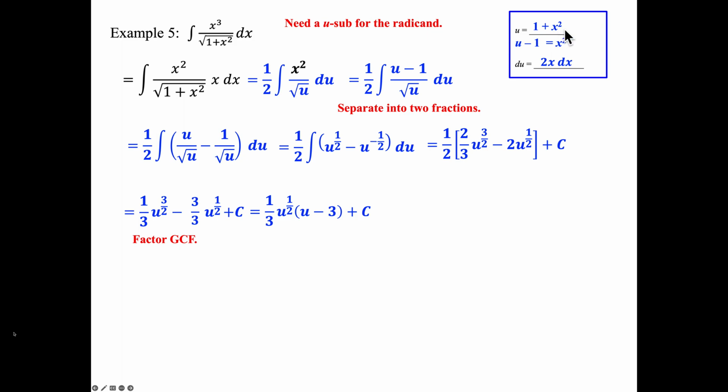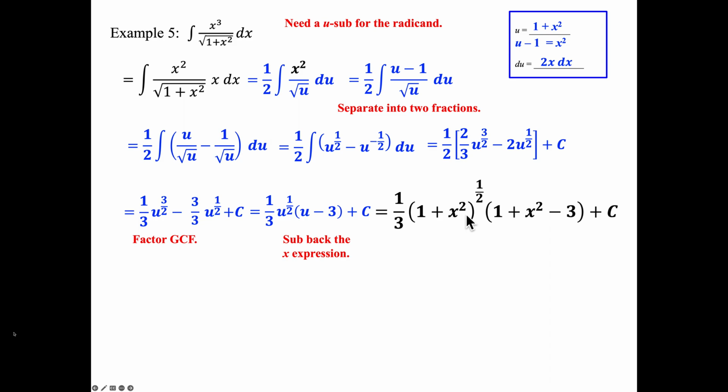Now we'll come back up here, grab our 1 plus x squared, put it back in for both of those u's. So 1/3 times the parentheses 1 plus x squared to the 1/2 power, or you can rewrite this as the square root of 1 plus x squared. And then 1 plus x squared minus 3, combine like terms, that's x squared minus 2. And there we have it integrated.